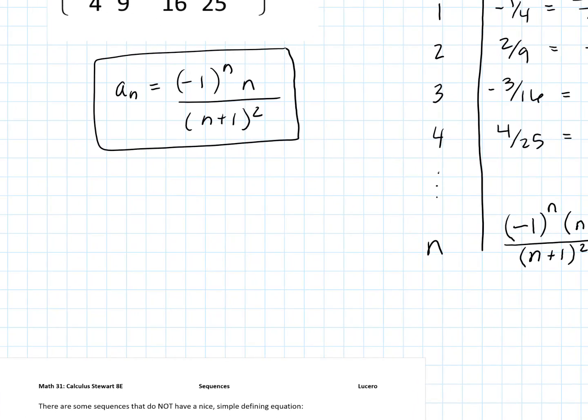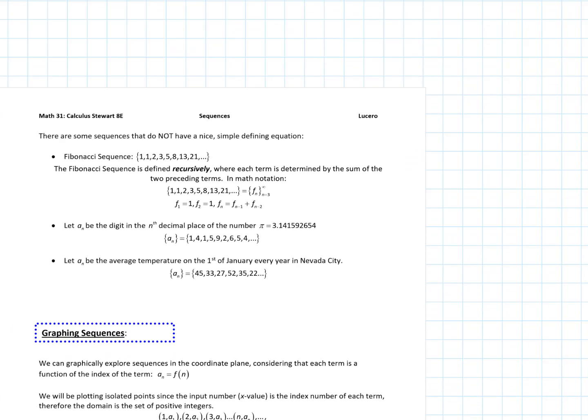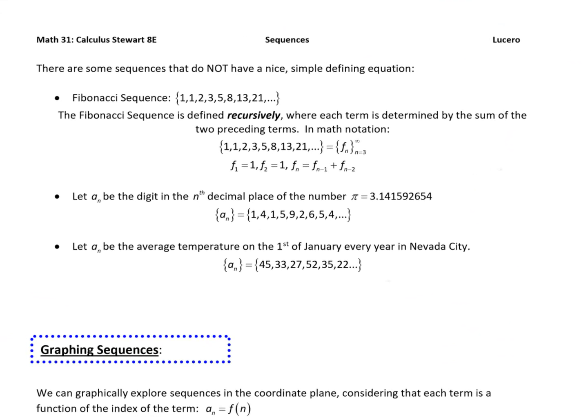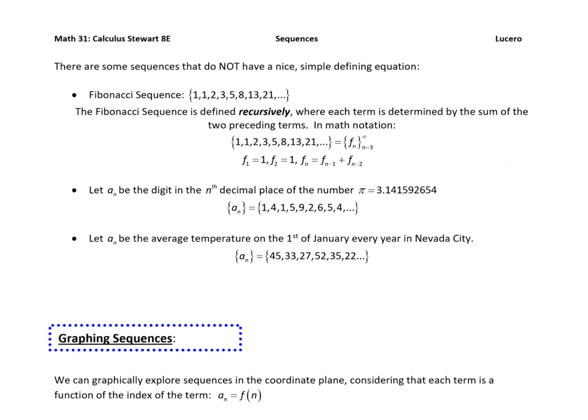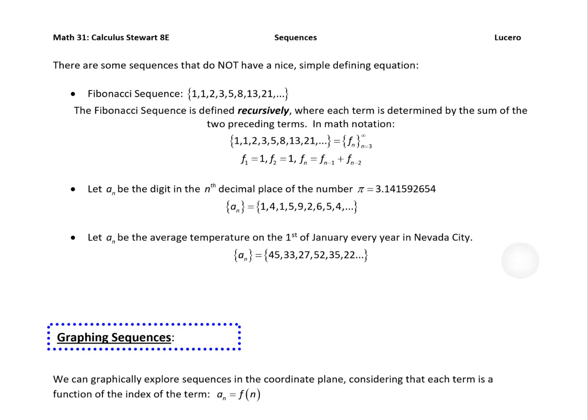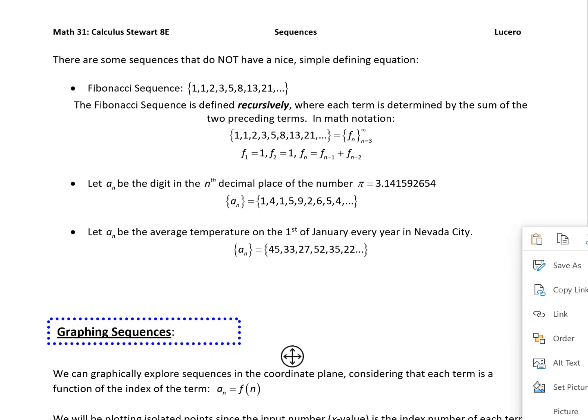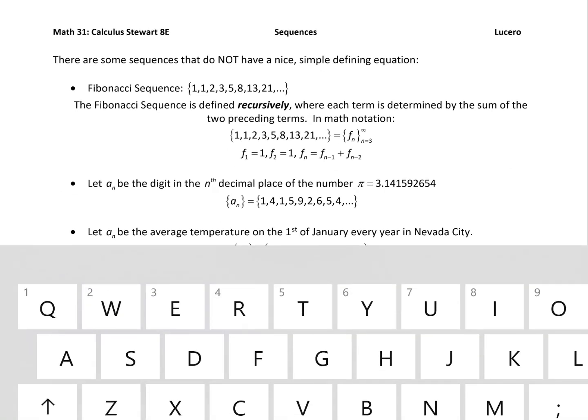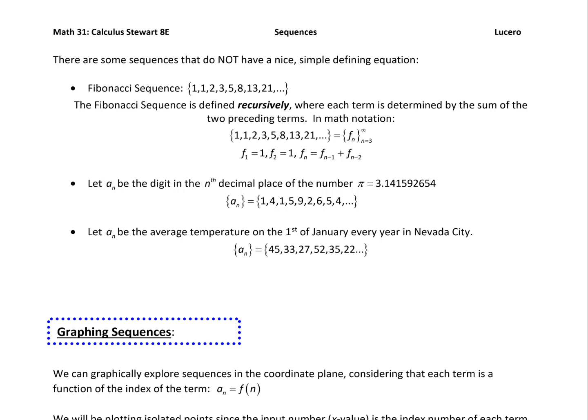Okay. So not every sequence can be actually expressed explicitly, as we've been doing. Some sequences we actually can't express in an explicit form. And some of these sequences you've probably seen before. For instance, the Fibonacci sequence. This is one that we actually define recursively in terms of the previous terms. So the Fibonacci sequence 1, 1, 2, 3, 5, 8, 13, 21. Each term is determined by the sum of the 2 preceding terms.